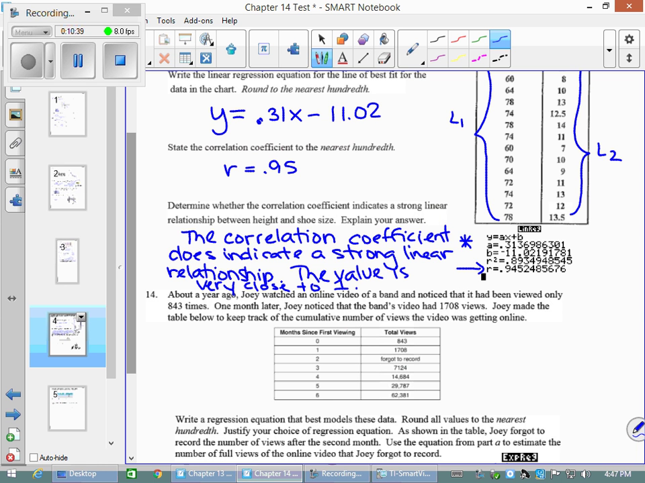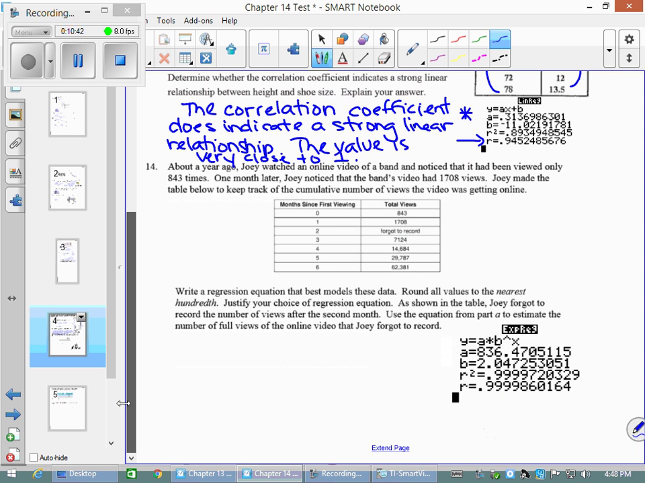Okay, for question 14, it gave us information about an online video of a band, and notice it had been viewed 843 times after the first viewing. So they're saying a month later, the views had gone up to 1,708, and then if you look at the table, it shows us here that in month 2, this person forgot to record the total views, but then continued recording them the 3rd month, 4th, the 5th, all the way up to the 6th month. So we were asked to write a regression equation that would best model the data. They didn't tell me to write a linear regression or an exponential. They just said to write one that would best model the data.